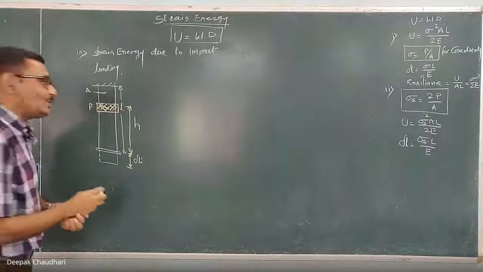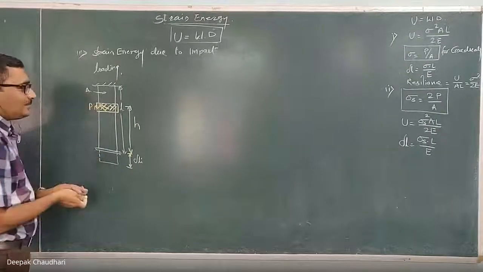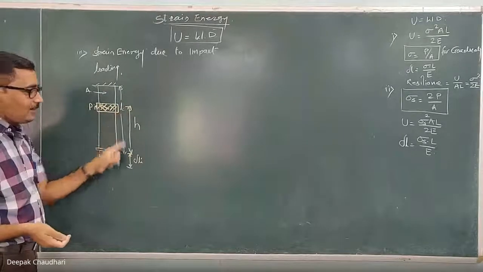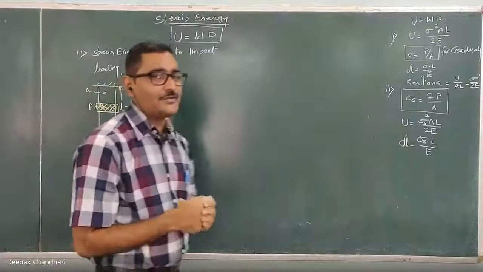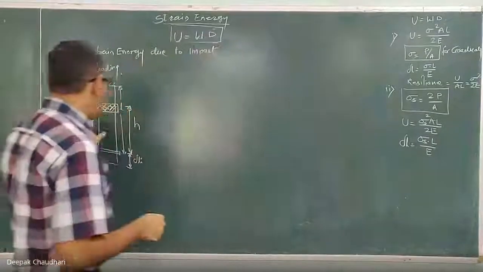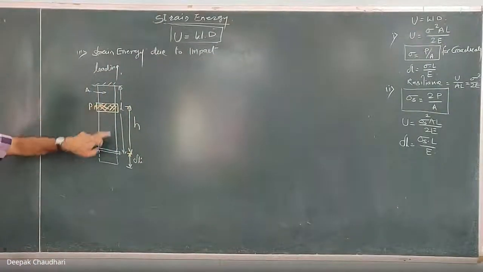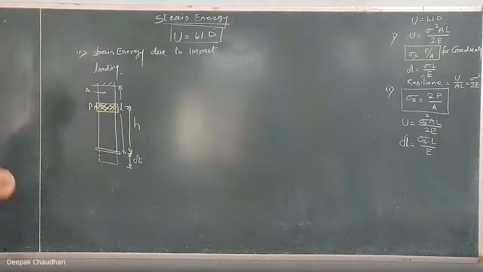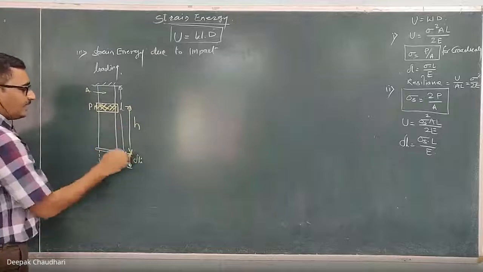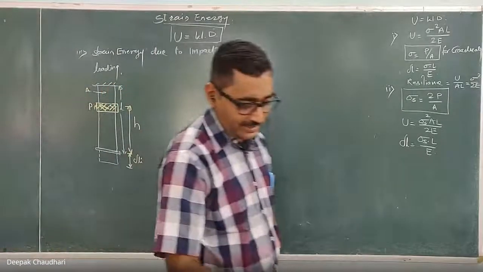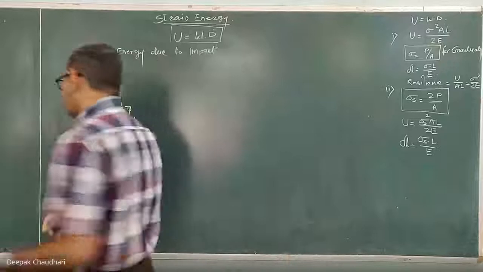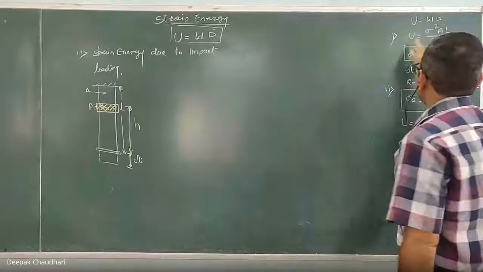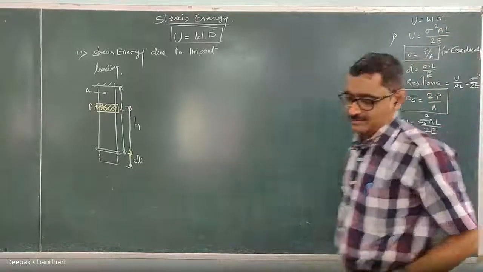So, I am applying the load of P Newton, but the P Newton load is applied suddenly, sorry, as an impact load, because I dropped it from the height of h meter. So P is the external applied load, applied with some momentum. That's why it becomes impact loading, and I drop it from the height h. Because of that, the deformation is delta Li. Now, when the same load P is applied gradually, the stress is sigma square Al upon 2E.